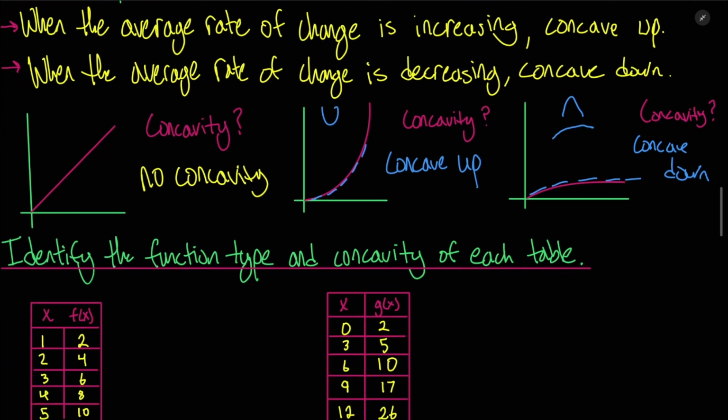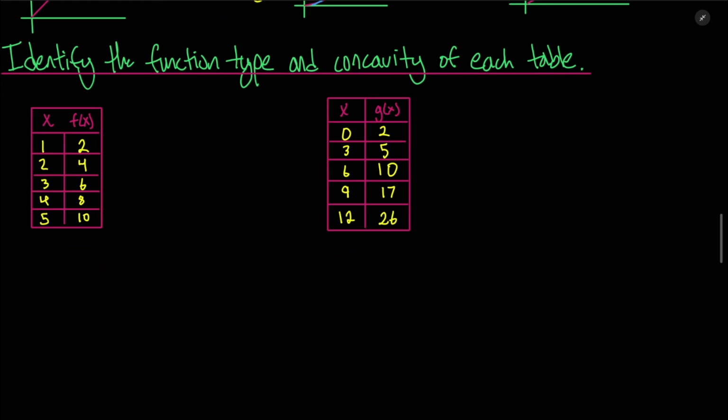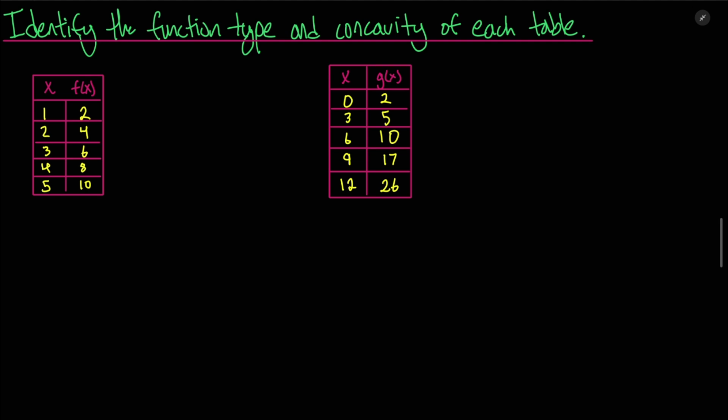Okay. Now, you might be asked to determine concavity and function type from a table. So how do I do that? Well, notice how on this side we have equal length input intervals. So as we go from 1 to 2, how is this changing? This is increasing by 2, right? We're going from 2 to 4. Okay, how about from here to here? 4 to 6, okay, that's 2 again. 6 to 8, that's 2 again. And 8 to 10, that's 2 again.